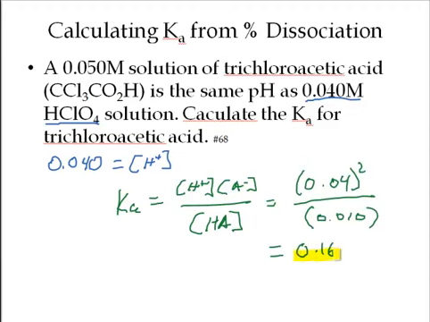All right, so when you worked it out, hopefully you got 0.16 as being the Ka. And there's my work right there. Notice the one part right here, when I put the concentration of the HA, I had to subtract that 0.004 from it to get the right answer.